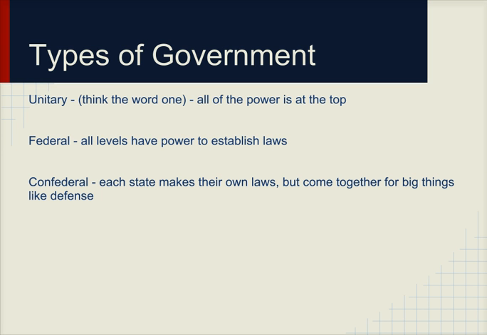Another type that we occasionally see is called a confederal system. Now the U.S. has had this a couple of times. During the Civil War, the South was a confederation, and between when the U.S. won the Revolutionary War and we developed the Constitution, we had a confederation. Each state makes their own laws, but they come together for big things like defense.